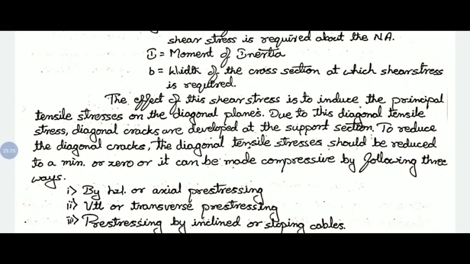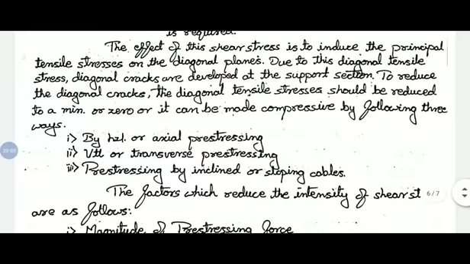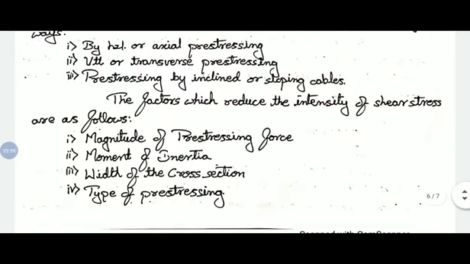To reduce these diagonal cracks, the diagonal tensile stresses should be reduced, made minimum, or if possible brought back to 0, and can even be made compressive. When it reaches 0 and we try to reduce it further, it converts into compressive stress. This can be done in 3 different ways: horizontal or axial pre-stressing, vertical or transverse pre-stressing, and pre-stressing by inclined or sloping cables.